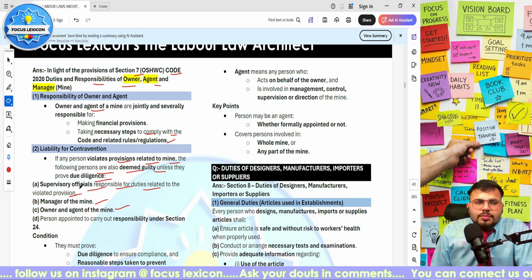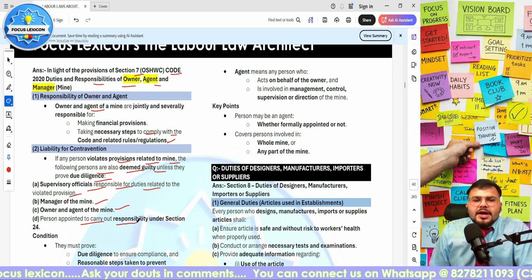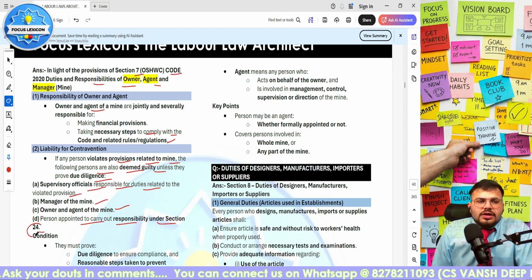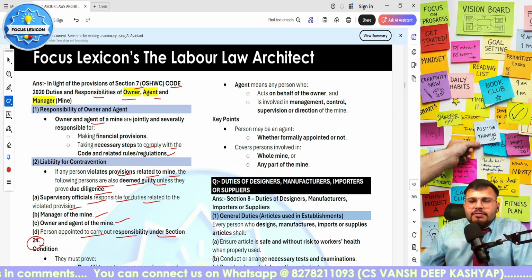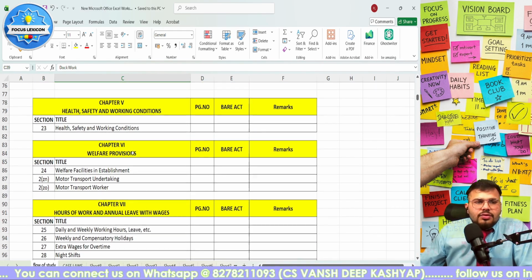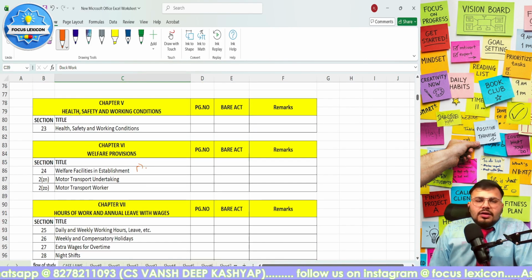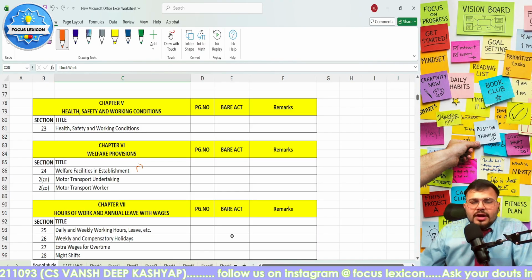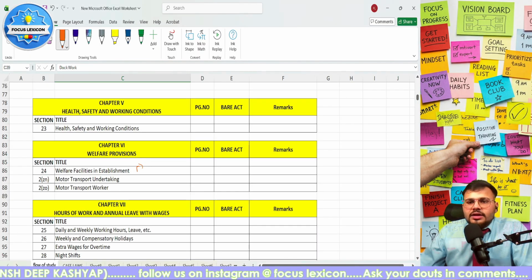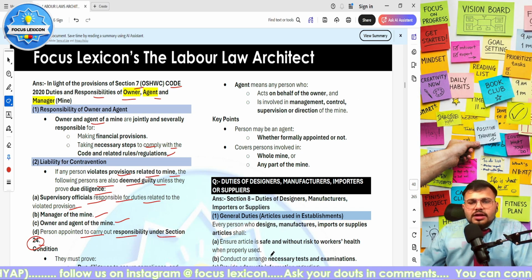Who are deemed guilty? Supervisory officials, manager of the mine, owner and agent of the mine, person appointed to carry out responsibility under section 24. Sir, what is section 24? Section 24 is welfare benefits. Section 24 is welfare facilities in establishment, like they have to provide first aid kit and all that. They have to provide separate places for bathing and washing. So that is provided under section number 24.